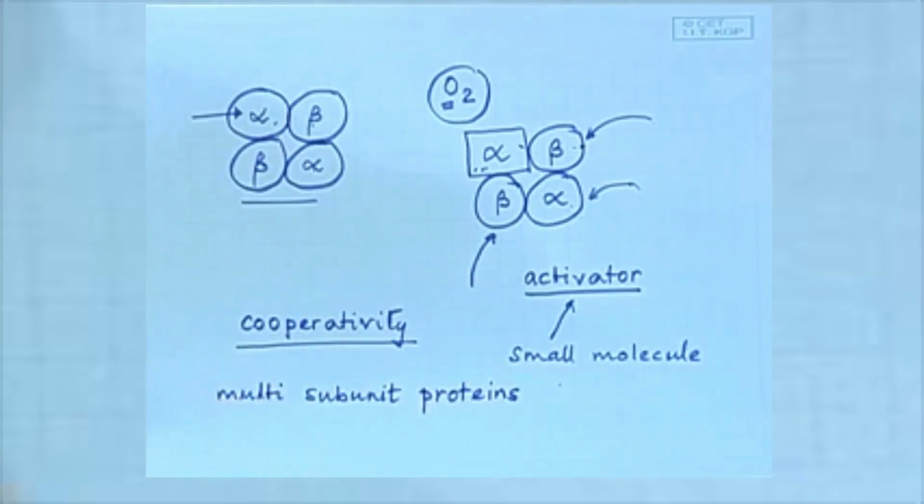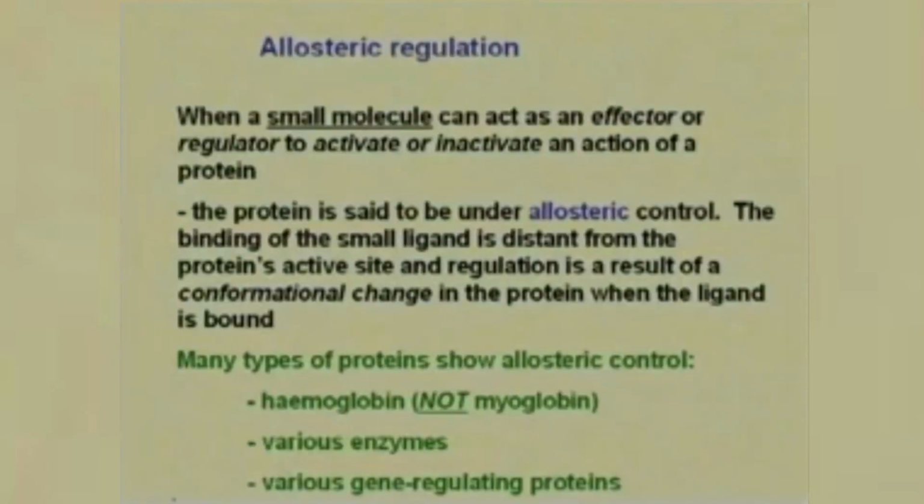Okay. So now, what do we have here therefore? We have a small molecule that can act as an effector or regulator to activate or inactivate an action of the protein. So what is the action of hemoglobin? To bind oxygen. When this small molecule is bound, it activates the binding of the other oxygen molecules to the other subunits. Then we say the protein is under allosteric control. Okay? This is allosteric regulation basically.